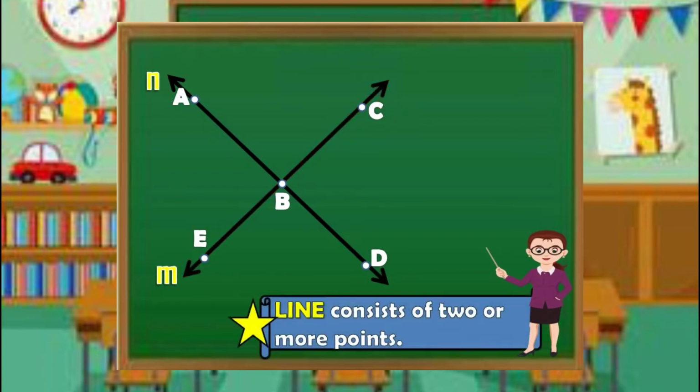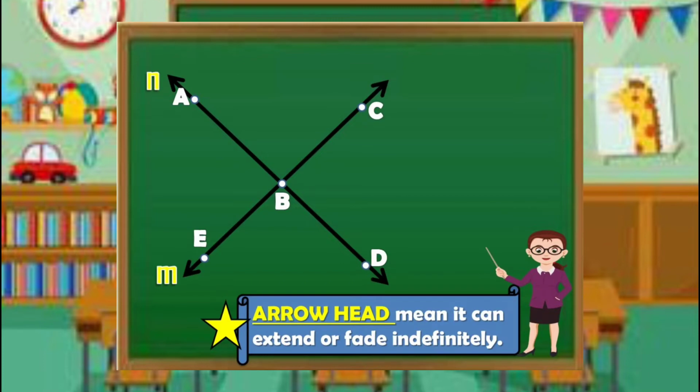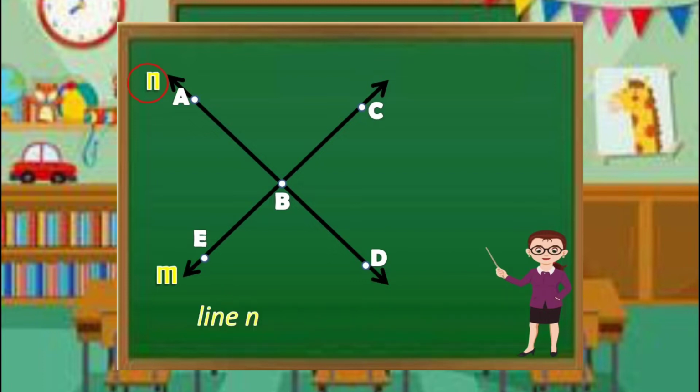A line consists of 2 or more points. It has 2 arrowheads on either end. These arrowheads mean it can extend indefinitely. In naming our lines, we also use letters. As in our example, it can be named line N. It can also be named after the letters at the ends by the arrowheads, so it can also be called line AD.